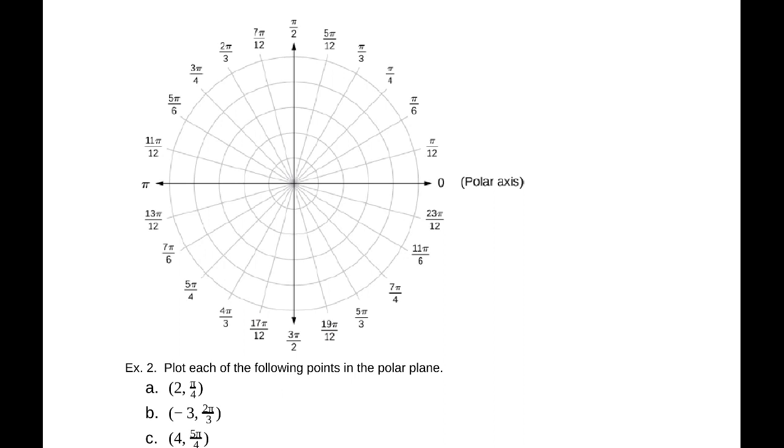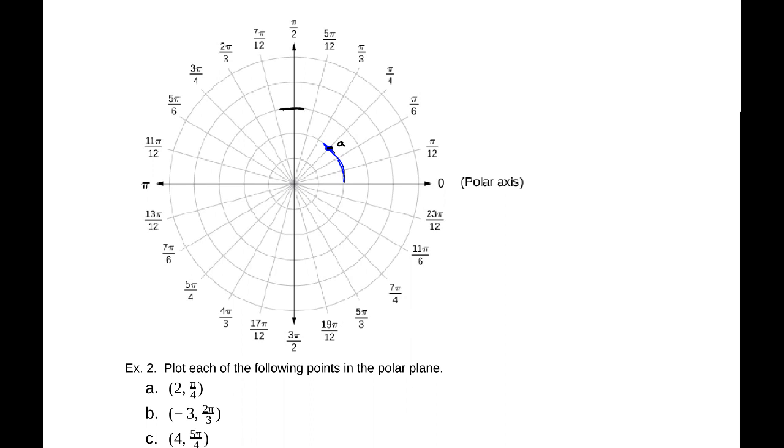The first is 2 comma pi over 4. That means a radius of 2. So I'm actually living on this circle here. And I want to go to an angle of pi over 4, which would be this point right here. All right, so my point for part A is that right there.